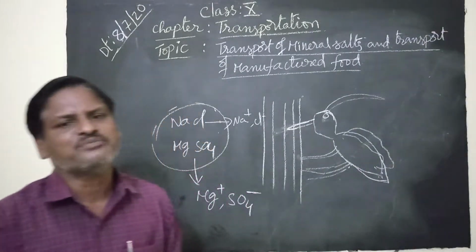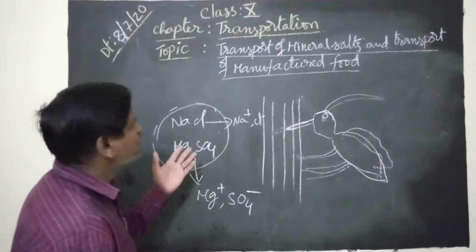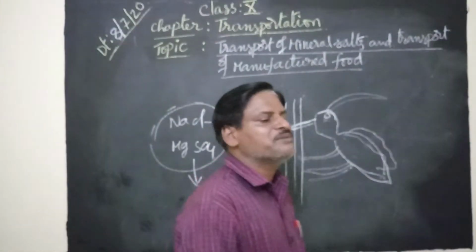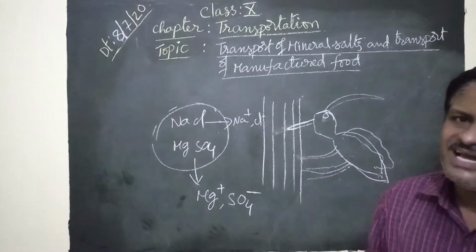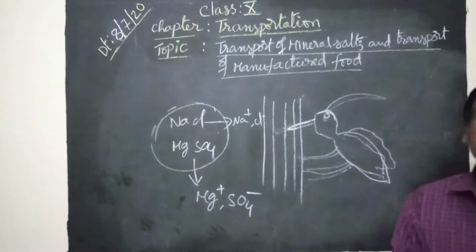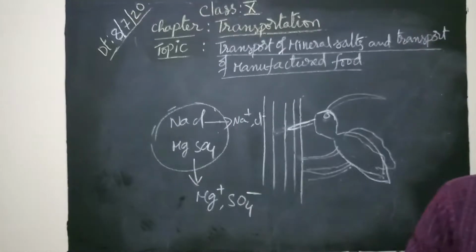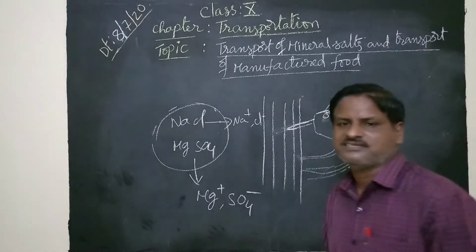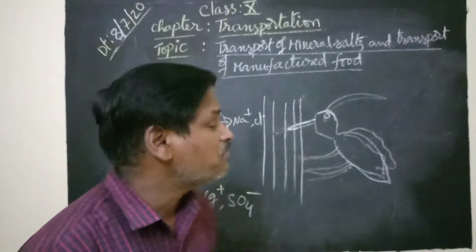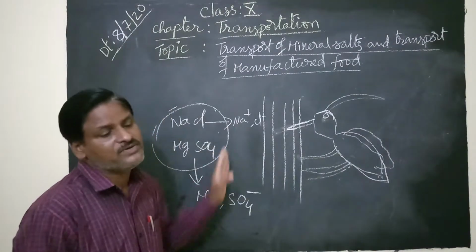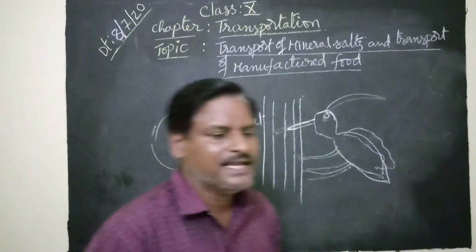In the examination they will ask it: in which form do the mineral salts get transported in the water through the xylem vessels in plants? They will ask like that, children. Then you have to write: in the form of ions.